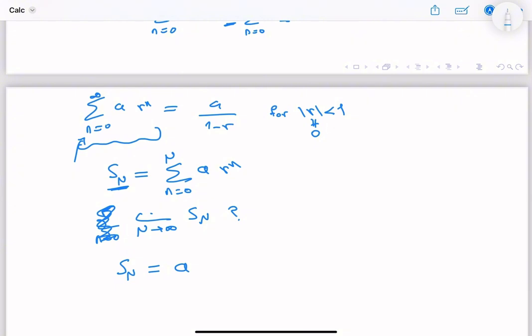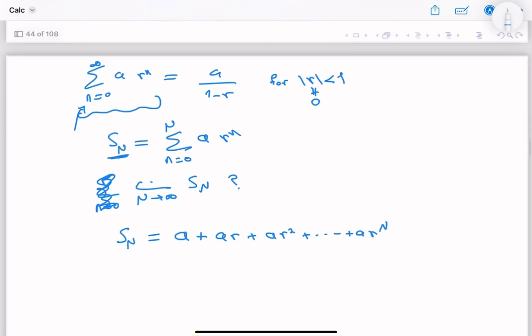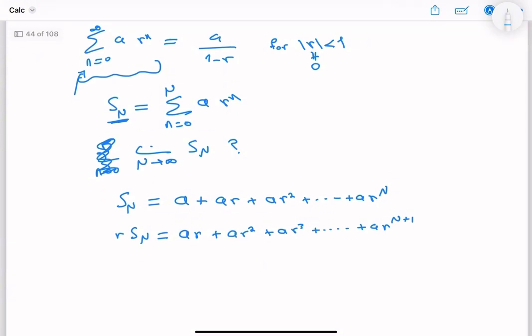So what's this partial sum? It's a times r to the power 0, which is a, plus a times r, plus a times r squared, plus so on up to a times r to the power n. Now let's do this trick of multiplying this by r. What happens if we multiply this sum by r? Well, it's going to be ar plus ar squared plus ar cubed plus so on plus ar to the n plus 1.